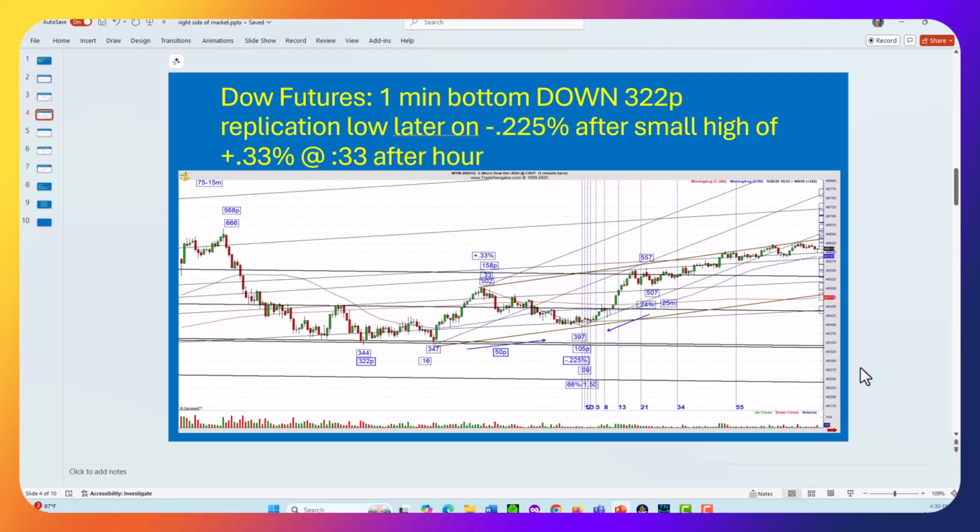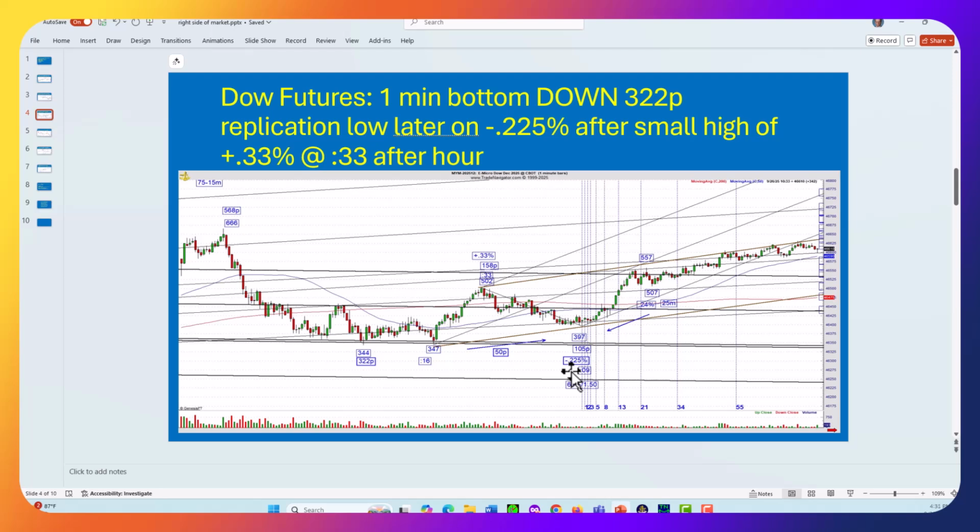Okay. So I showed you a break of structure. This is not a break of structure. This is your example of how replication works with percentage change. The low that we have on the Dow futures is 300, the range is 322 points down. Later on, when we get a secondary test of the low, there's a lot of things going on here. But the thing that stands out more than anything else is that it's down 0.225%.